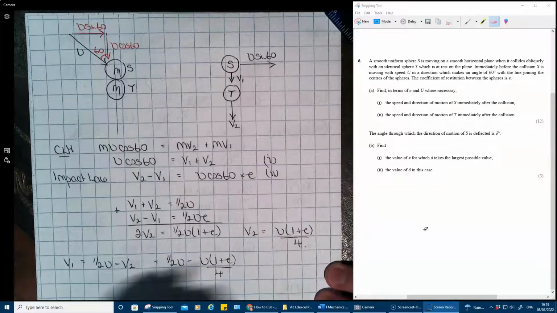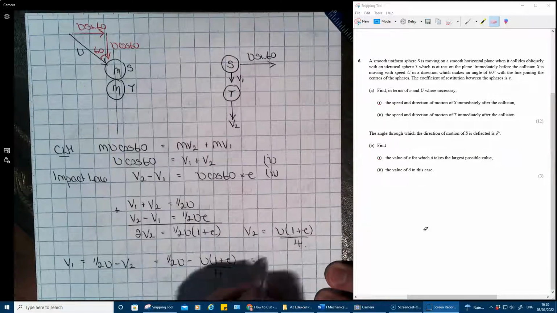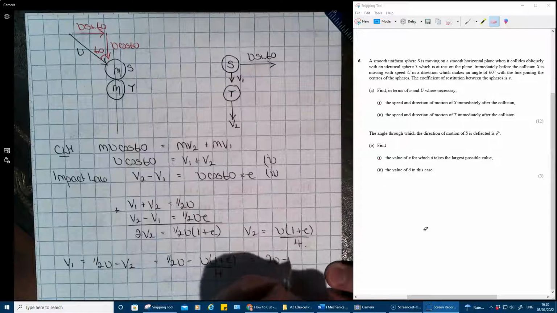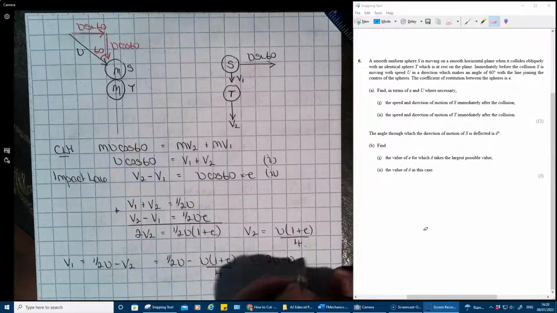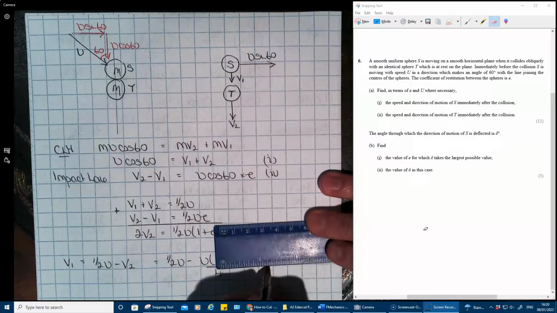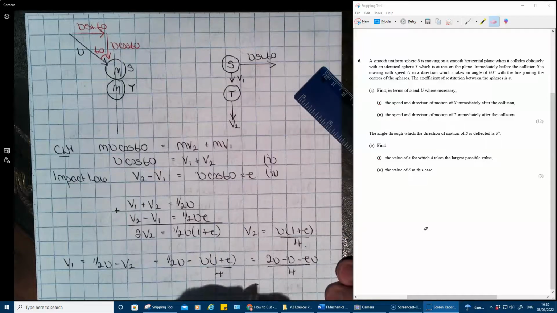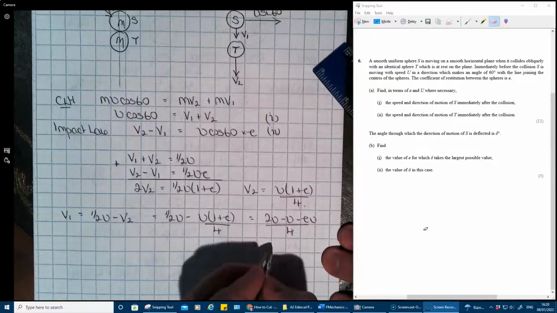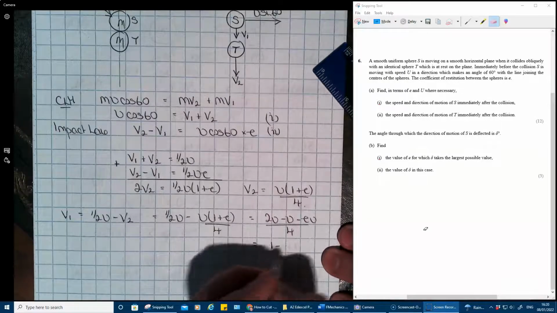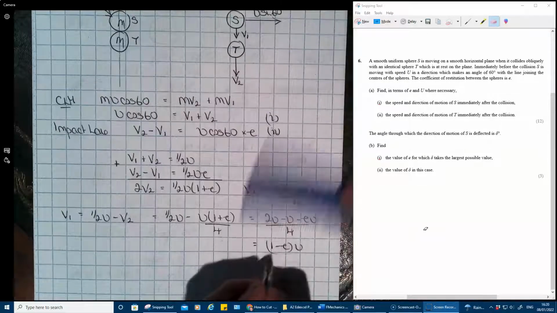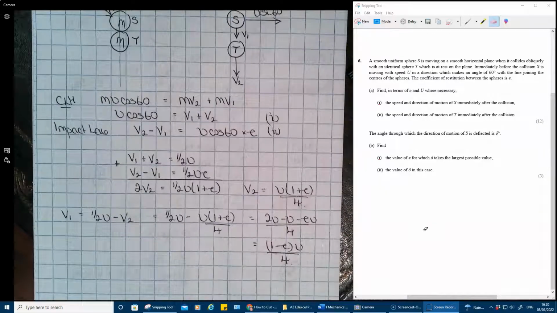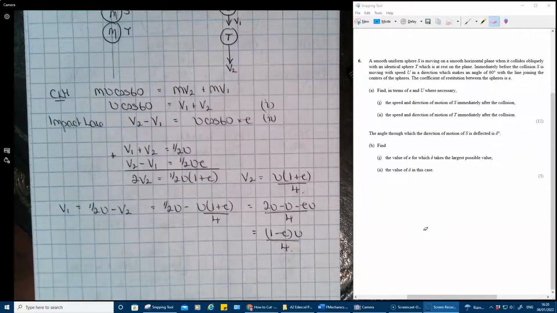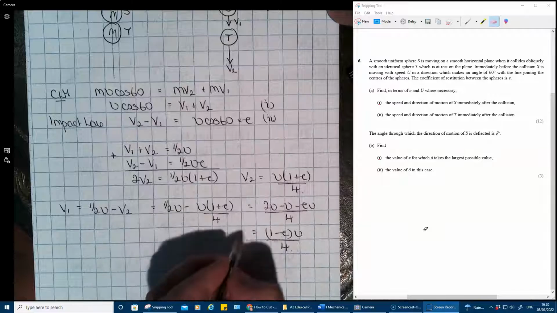Let's get a common denominator of 4. So a half is 2 over 4. So it's 2u take away u take away eu, all over 4, which equals (1 minus e) lots of u over 4. Okay, so we've now got v1 and v2.